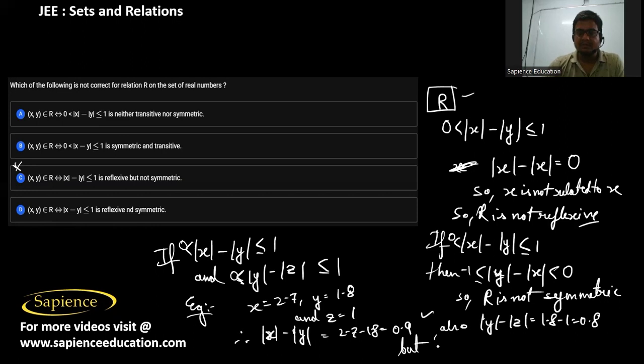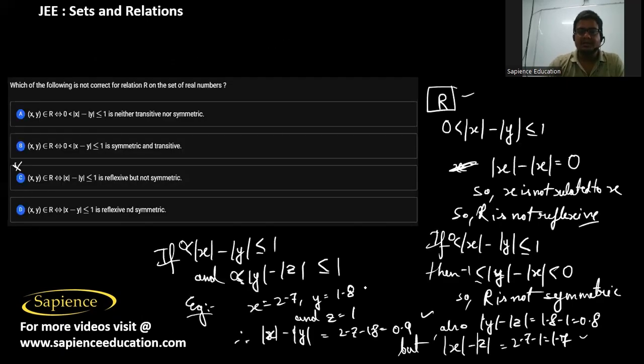But here mod x minus mod z will be equal to 2.7 minus 1, which is 1.7, which is not in between 0 and 1, which is more than 1. So it means that R is not transitive. Therefore the relation R is not transitive. So it means that the relation R is neither transitive nor symmetric.